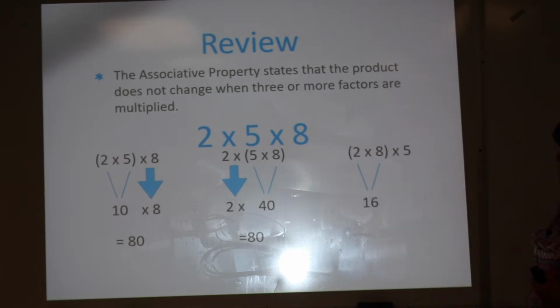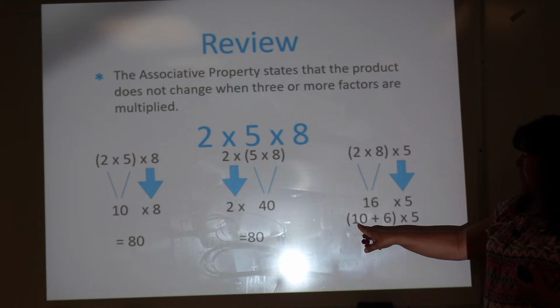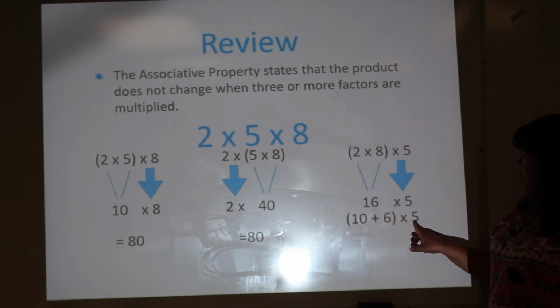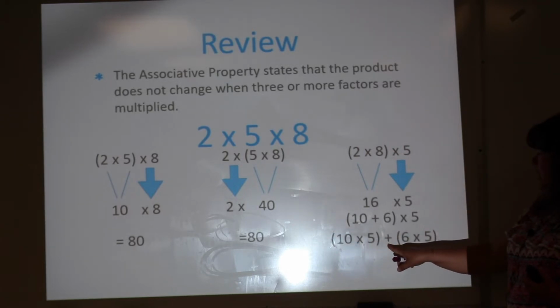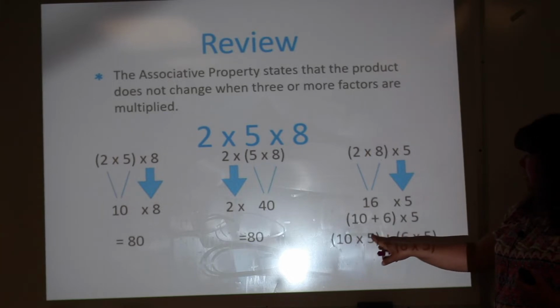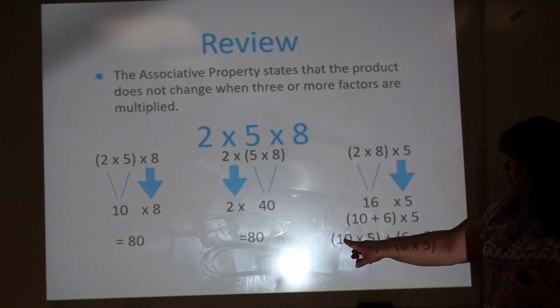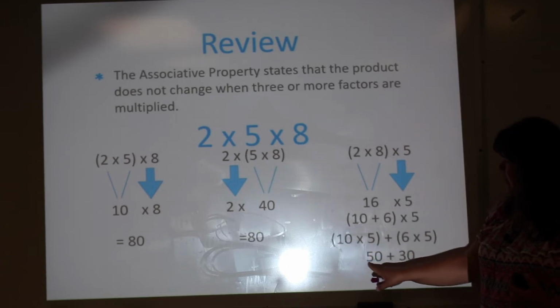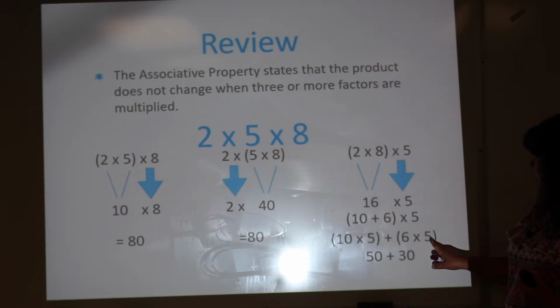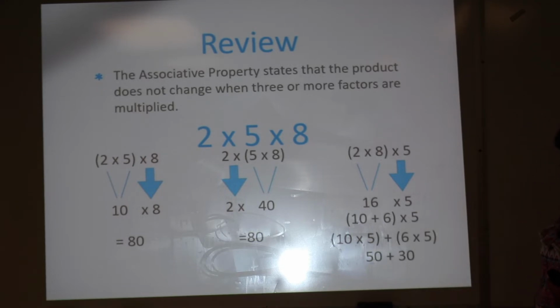2 times 8 is 16. Times 5, bring it down. I'm going to break my 16 up into 10 plus 6, and here's my times 5. 2 sets of parentheses with the plus in the middle, times 5 on each right side. Then I put my 10 in here, my 6 in this one. Multiply that out. 10 times 5 is 50. 6 times 5 is 30. Add those together, and you guessed it, I've got 80 with every single one of those.